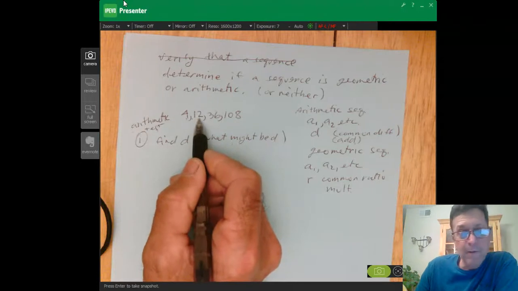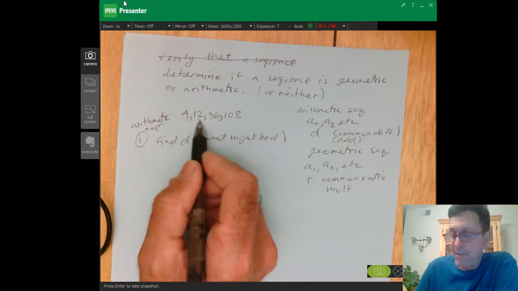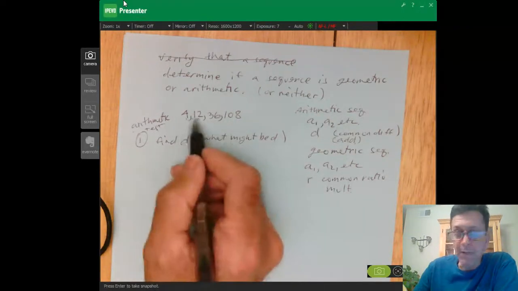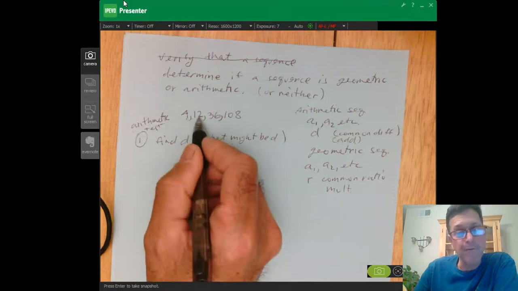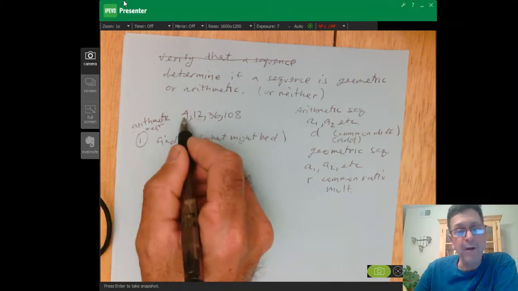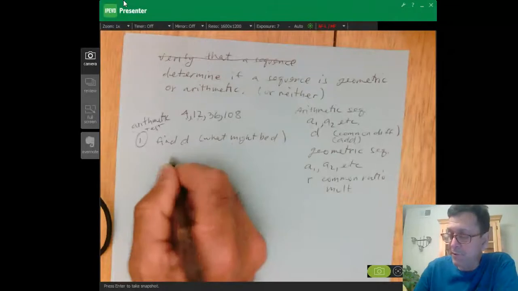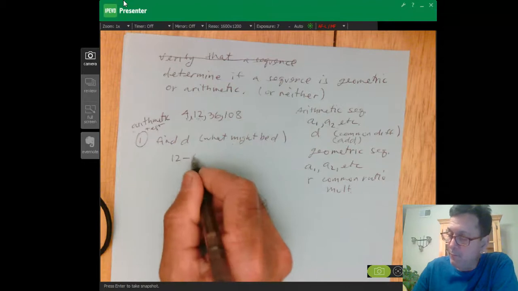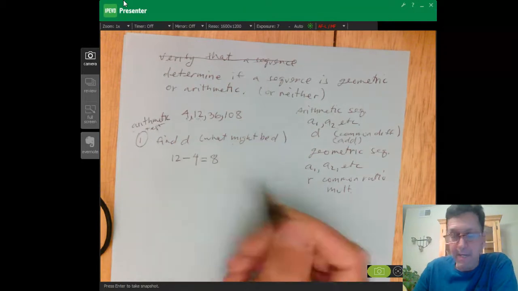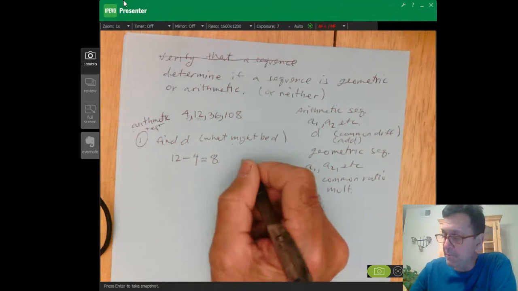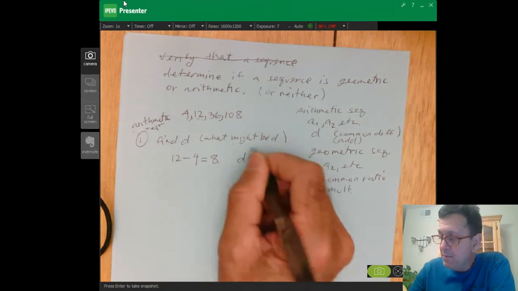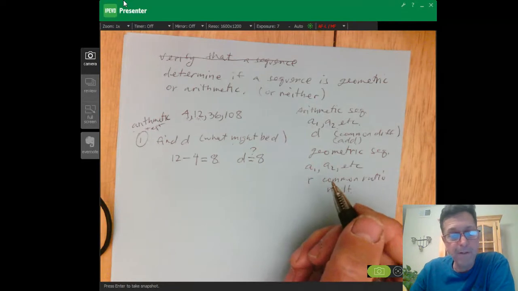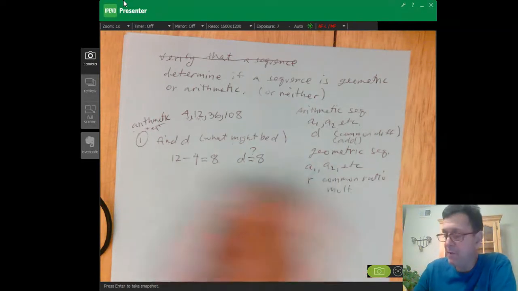So what we do is we take any two consecutive terms. I'm going to pick the first two because that'll be easier than these two. I'm going to take these two consecutive terms and subtract the preceding term from the second term. So I'm going to take 12 and subtract the term in front of that, which is 4, and I get 8. Now what that tells me is that D might be 8. That's our possibility. It might be 8, it might be something else.